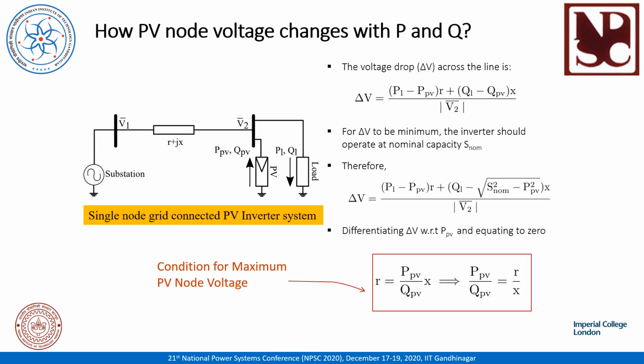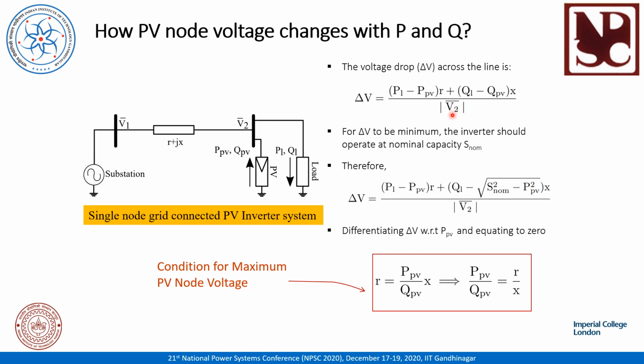In order to find these answers, let us explore how the PV node voltage changes with the P and Q value of the PV inverter. To mathematically obtain the relation between the voltage and the P and Q of the PV inverter, a single node grid connected PV inverter system is considered. The voltage drop across the line is given by delta V is equal to (PL minus PPV) into R plus (QL minus QPV) into X upon mod of V2, where PL and QL are the load active and reactive power demand.